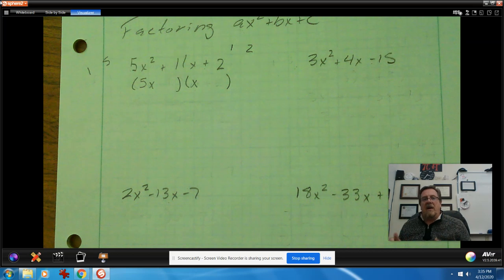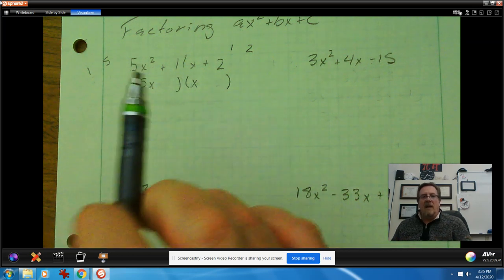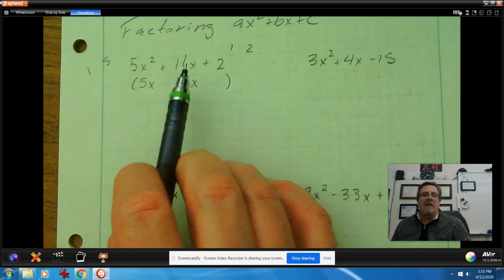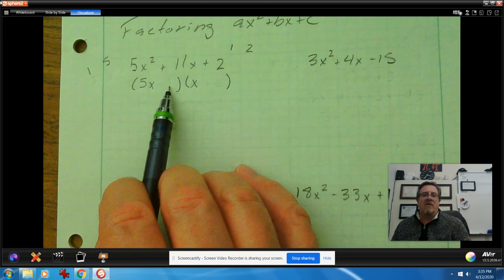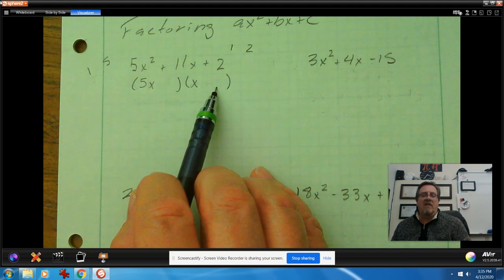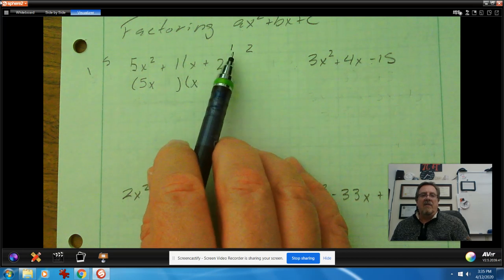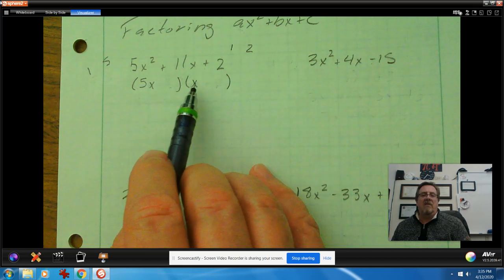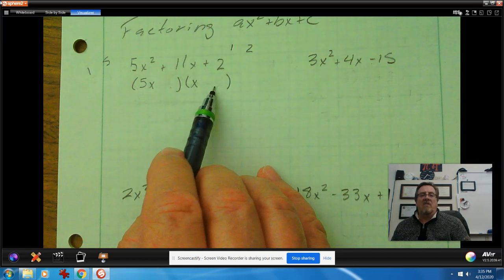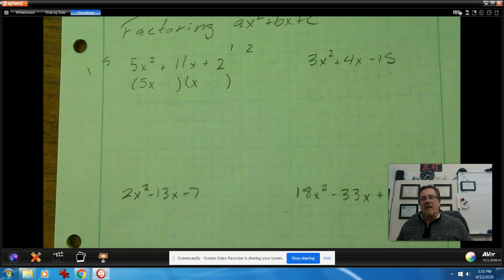Here's what you got to think about. How do I combine things? Because I know one of these is going to be 1 and one's going to be 2, but how do I know whether the 2 goes here or here? Because these are the only 2 numbers that I can look at, but I don't know which way they go. Does the 1 go here, or does the 2 go here? And vice versa. Does the 1 go here, the 2 go here? We're trying to combine these so that when we add it together, we get to 11.